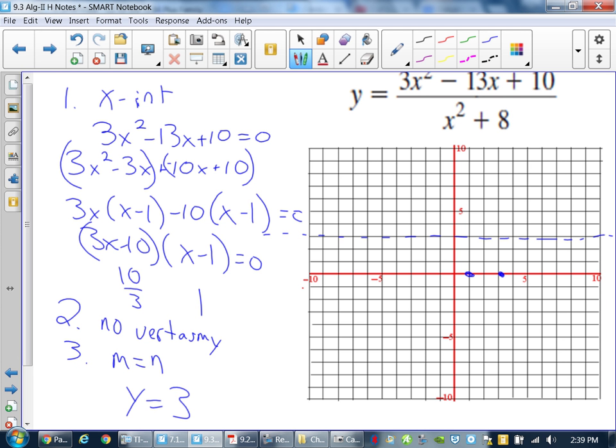Now, not having a domain restriction, this one wouldn't be terrible to pick numbers, because the next number I would choose is 0. If I put 0 in for x, I get 0 minus 0 plus 10, and 0 plus 8. So I get 10 over 8.